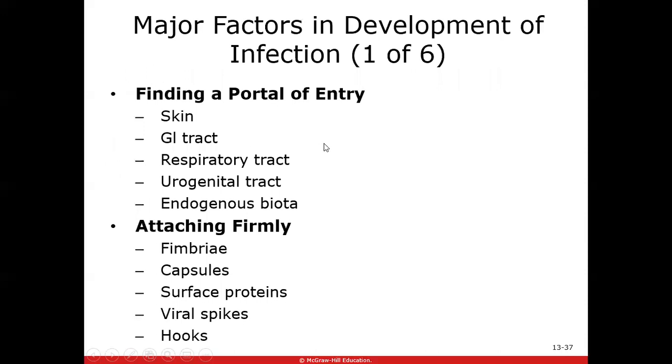So, major factors in development of infection. Finding a portal of entry is very important. The portals of entry for microorganisms to get in are the skin, GI tract, respiratory tract, urogenital tract, and endogenous biota. These are microorganisms that are already on your body and known to be on your body, but for some reason found a way into your body. Then they attach firmly, using fimbriae, capsules, surface proteins, viral spikes, and different hooks.